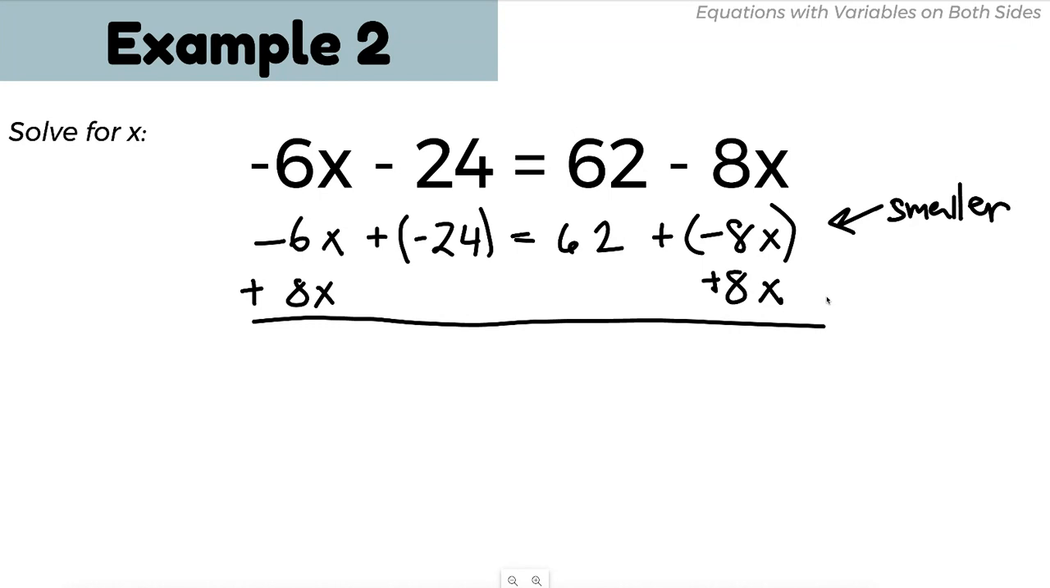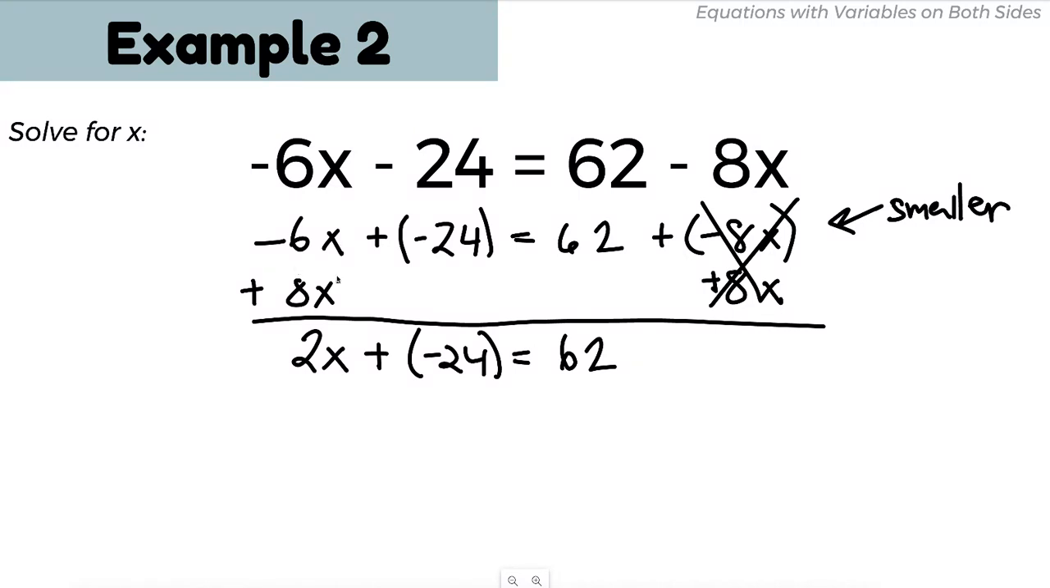Remember, I can add whatever I want to both sides. You need to use strategy and decide what x can I add to both sides that will help me get to my goal. Negative 8x plus positive 8x eliminates to 0. Negative 6 plus positive 8 is 2x. Then just bring down the rest of my equation.